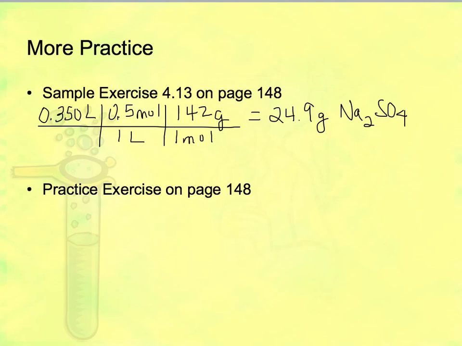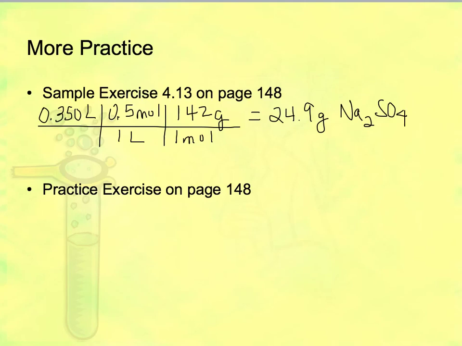Alright, so then it says, practice exercise on page 148. And we are looking at how many grams of sodium sulfate there are in 15 milliliters of 0.5 molar Na2SO4. So it's a very similar problem. We just need to convert milliliters to liters. You all should be pretty proficient at this by now. And then the second part of the problem asks for the volume of a 0.5 molar solution to give you 0.038 moles. So a slightly different problem.